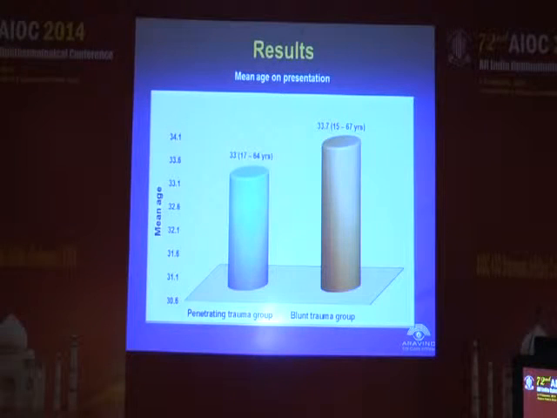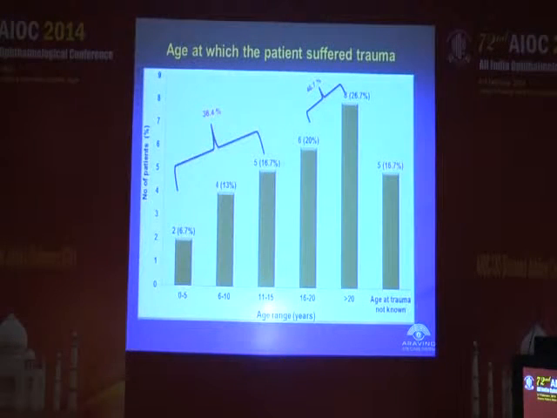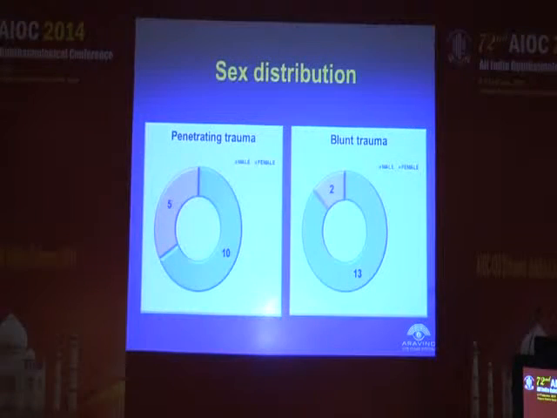Mean age of presentation in both the penetrating and blunt trauma groups was around 33 years. Around 36.4% of patients suffered trauma below 15 years of age. Around 46.7% of patients suffered trauma at more than 15 years of age. In both the penetrating and blunt trauma groups, males suffered trauma more than females.